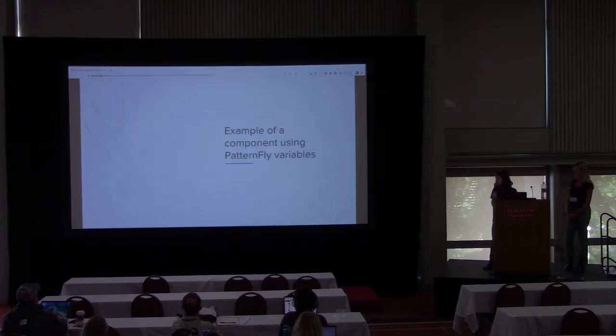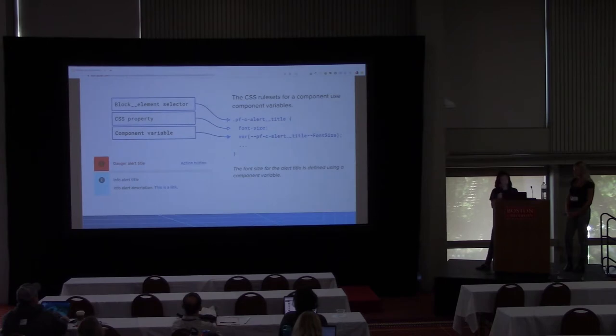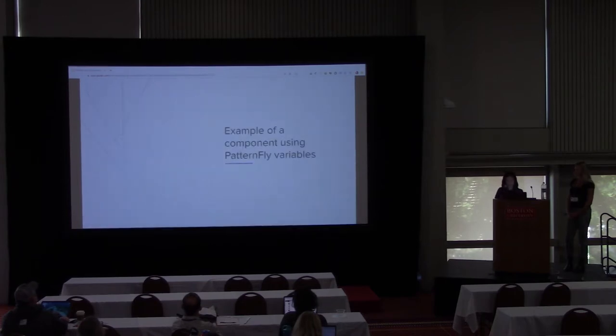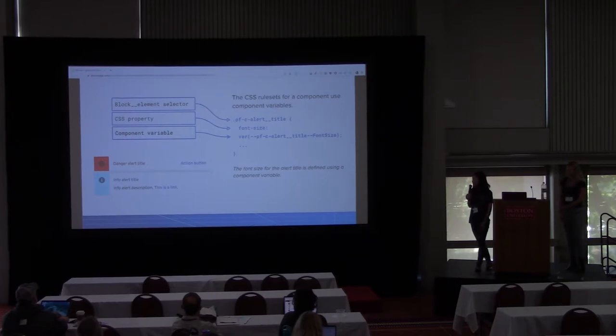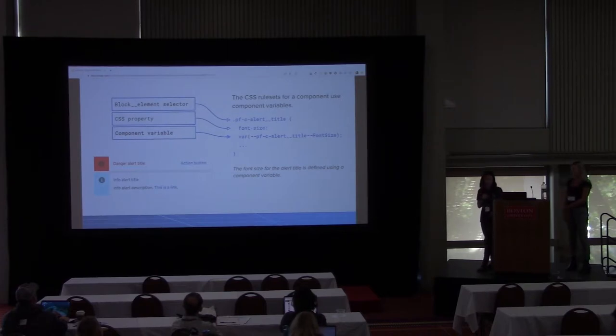So now I'm going to take you through an example of a component that uses PatternFly variables. Variables are how we define the values that are used in a CSS rule set. So in this example, you can see the same class name that I was showing in the previous slides is for the alert title. And in this rule set, we want to define the value for font size. We set that property to a component variable. The component variable name includes the block and element that it's being used for, and then also the CSS property for which it's providing a value.